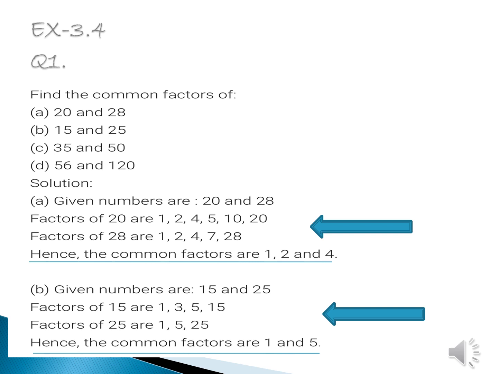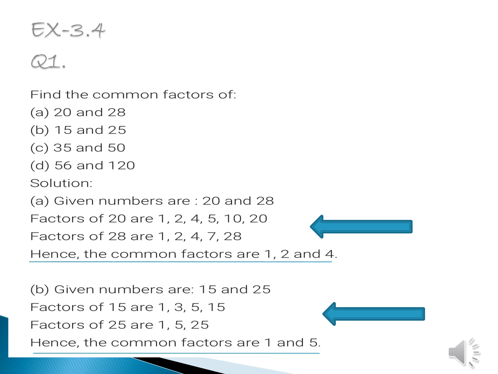Question number 1. Find the common factors of part A, 20 and 28. There are 4 parts. What we are going to do here is write down the factors of 20 and 28 separately. Then by looking at the lists, we will see the common numbers which appear in both lists.